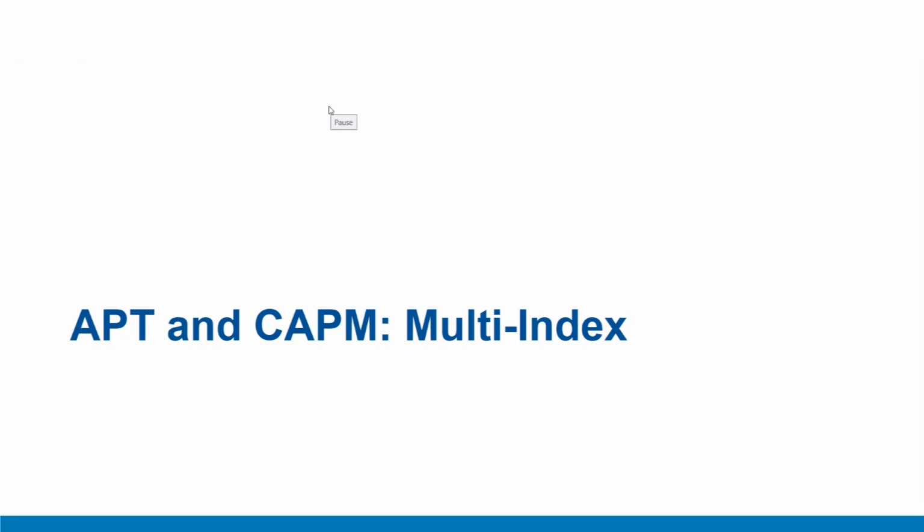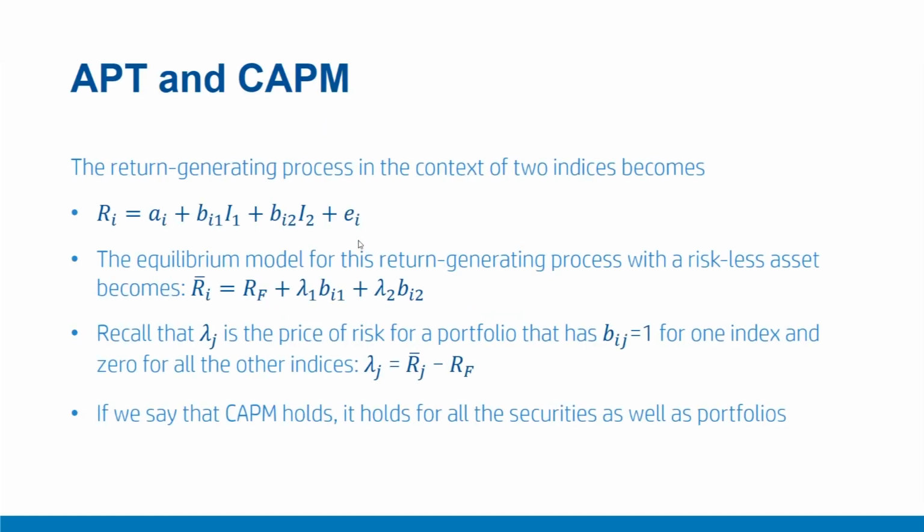APT and CAPM, multi-index case. In this video, we'll examine whether APT and CAPM become inconsistent in the presence of a multi-index return generating process. Let us start with a simple return generating process with two indices. The process looks like this: Ri equals alpha i plus bi1 into I1 plus bi2 into I2 plus ei. Ei here is the residual.